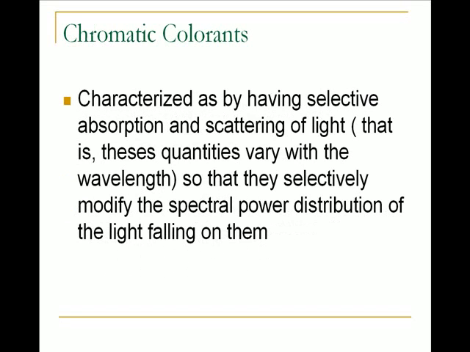Chromatic colorants are characterized as having selective absorption and scattering of light. That is, these quantities vary with the wavelength of the light, so that they selectively modify the spectral power distribution of the light falling on them. So in other words, there's white light that falls on the object. Some of the wavelengths of that light are absorbed. Some of those wavelengths are scattered. They're not done uniformly across, so that we end up with chromatic colors.